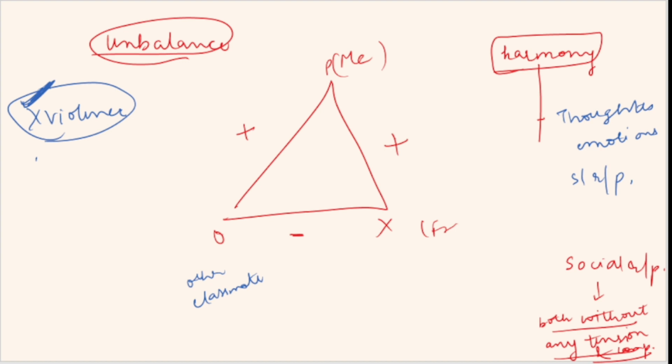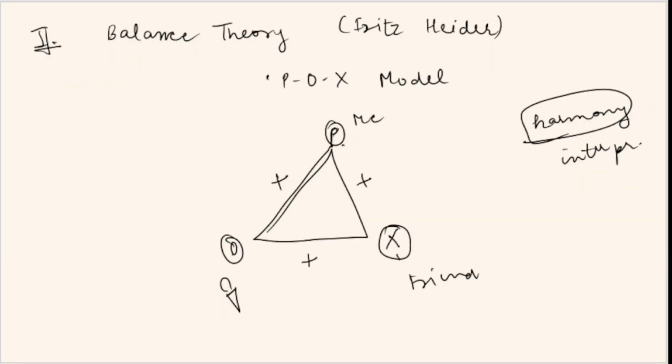Okay? So that was about the second model, balance theory, proposed by Fritz Heider, which is also known as the POX model. We have balance and imbalance, and there are different triads which are created in order to see if we are in balance or in harmony or if we are not. Okay? If you have any query, then you might ask, then we would move ahead to the third model that we have.